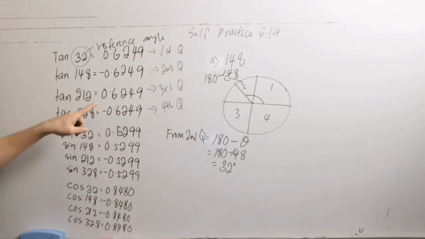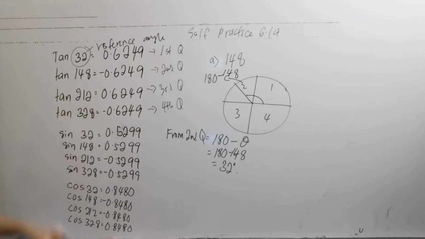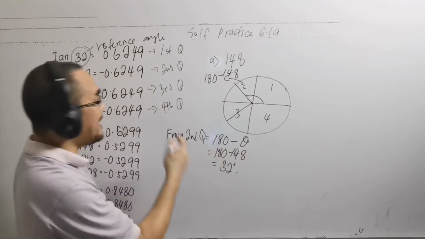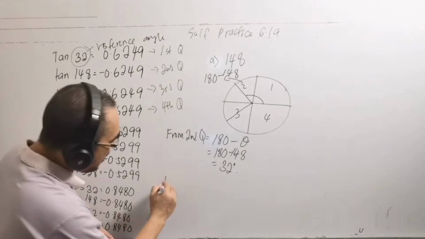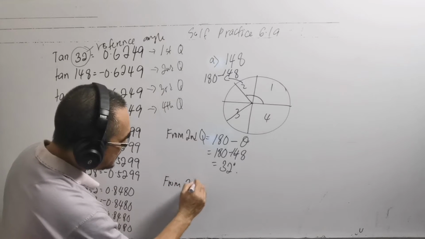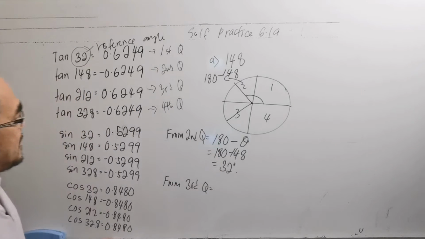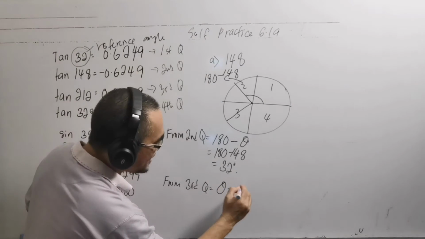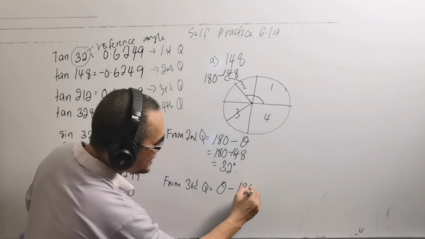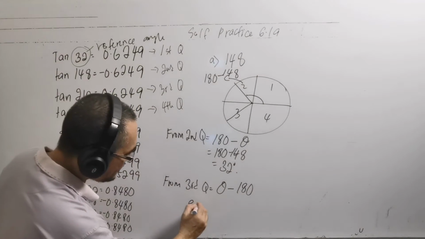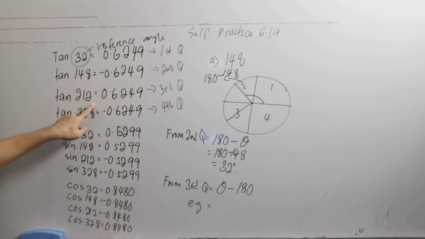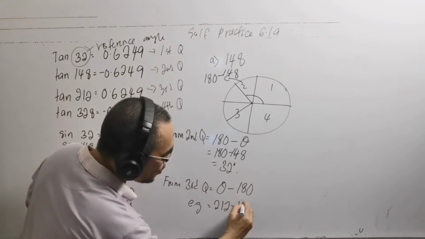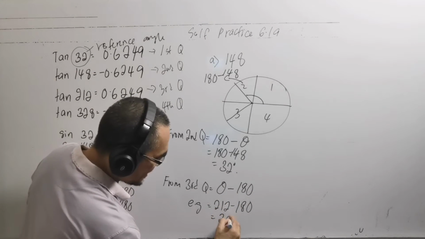And then, as an example, 212. 212 is an angle in the third quadrant. So from the third quadrant, how to get from this one? This is theta minus 180. For example, this one, 212, is in the third quadrant. 212 minus 180 is 32 degrees.